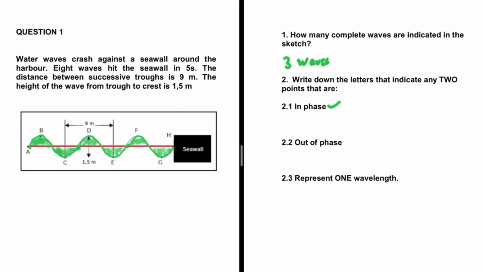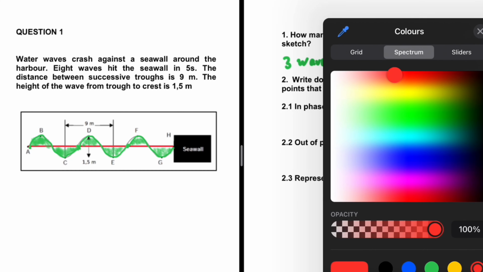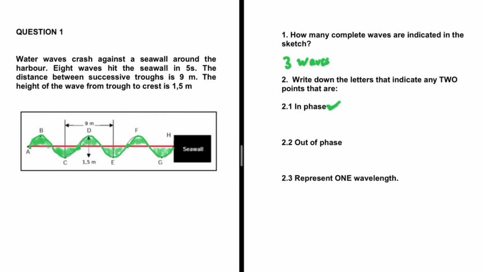We're interested in points that are in phase. Maybe what we want to do first is to just define what it means when 2 points are in phase. Points are in phase when they have a whole number of wavelengths in between them. So if between any 2 points there is 1 wavelength, they're in phase. 2 wavelengths, they're in phase. 3 wavelengths, they're in phase. As long as it's a whole number of wavelengths in between the 2 points, then they are in phase.